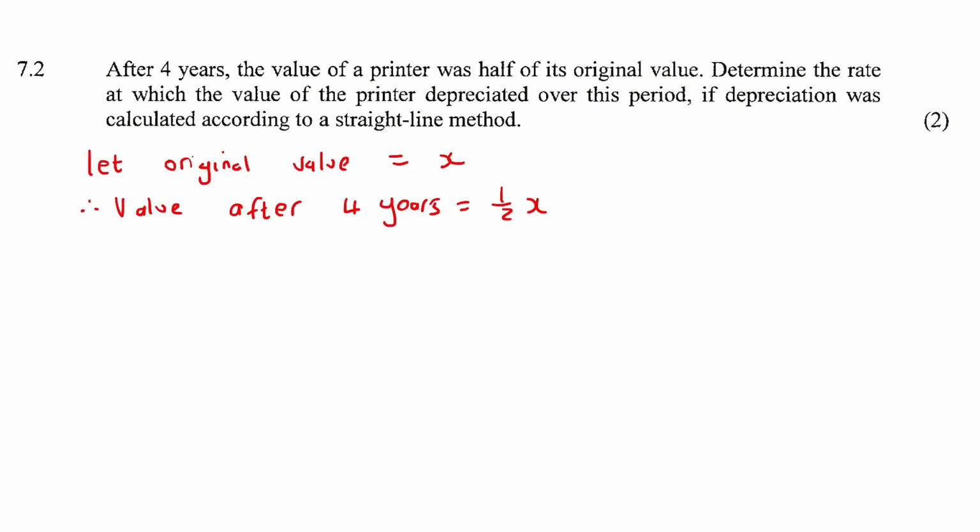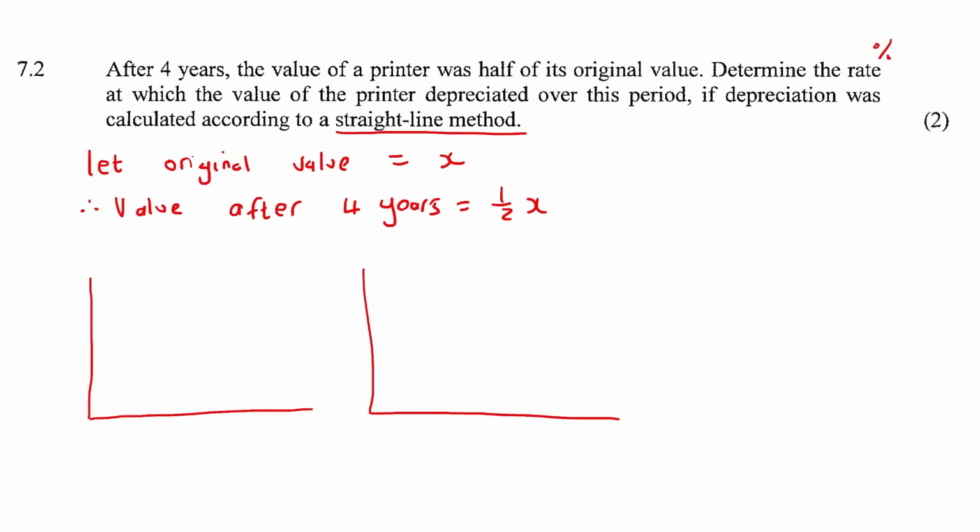Now, it says determine the rate. That means the percentage. That's what we're trying to find, at which the value of the printer depreciated. Here you've got to be careful. They said the straight line method. In life, okay, let me give you a quick little example. When we're talking about investing, that's not the same as depreciation. I'm talking about investing. Your money can grow straight line method like that, which is where you would use this formula over here, which is like the simple interest.